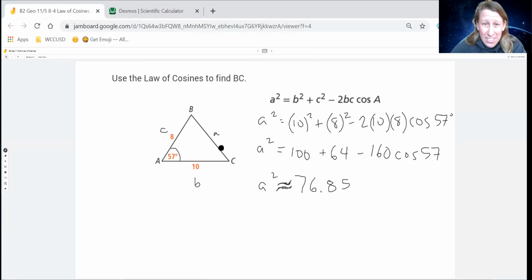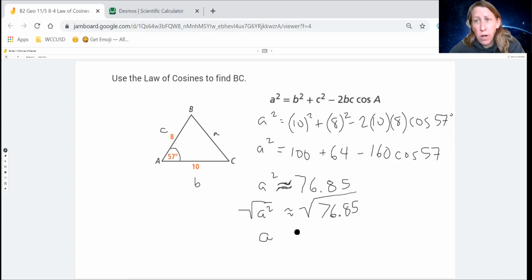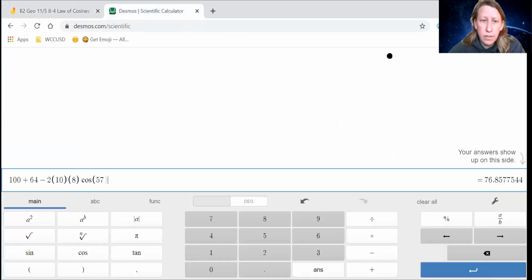Is this side almost 77 long? That doesn't make any sense. Ah, it's the square of that side. So what I need to do to finish this problem is take the square root of both sides. The square root of A squared is A. And because it's geometry, we don't have to worry about negative square roots.